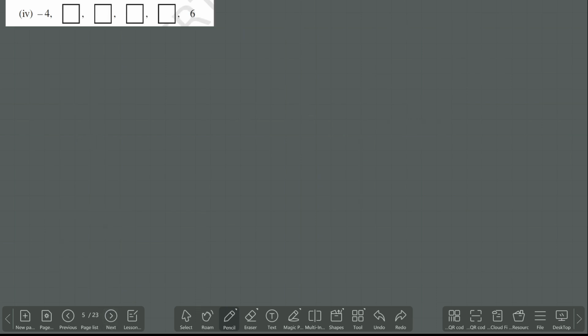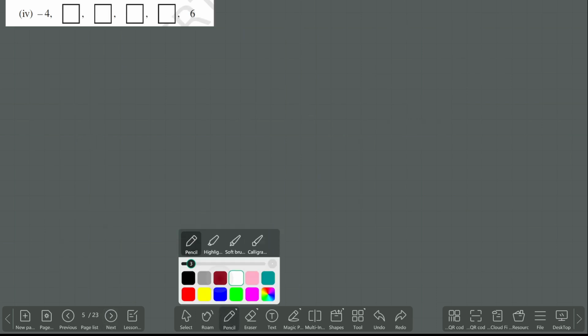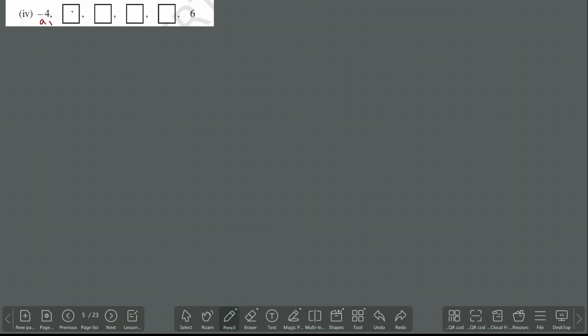Fourth subdivision. Here a lot of questions are asked, right? A1 is given, A2 question mark, A3 question mark, A4 question mark, A5 question mark, A6 is given. Shall we? Right. What is given, that we always have to take. So A1 is given as minus 4. A6 is given, that is 6. A6 means A plus 5 times D equal to 6. A value we know, minus 4 plus 5 times D equal to 6.